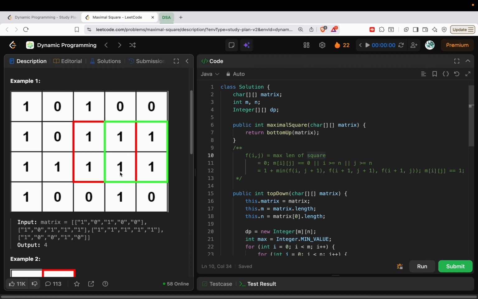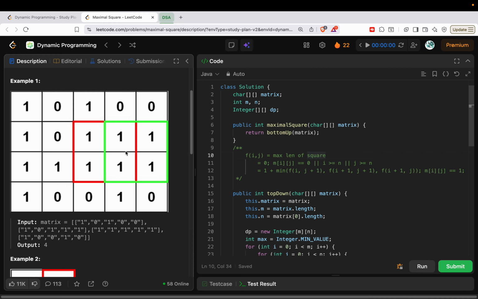The maximum length you can form using this diagonal cell is 1, because this itself is a square contributing as a square. You cannot extend it to a length of 2 because we have a 0 over here. In a similar fashion, this cell will contribute a length of 1, right? So we have to take the minimum among all these things.